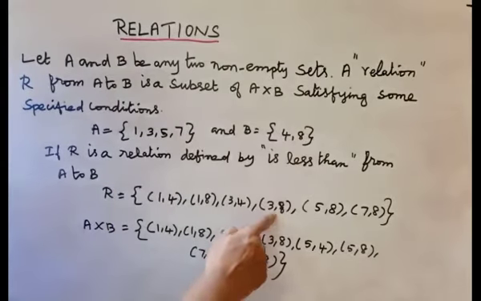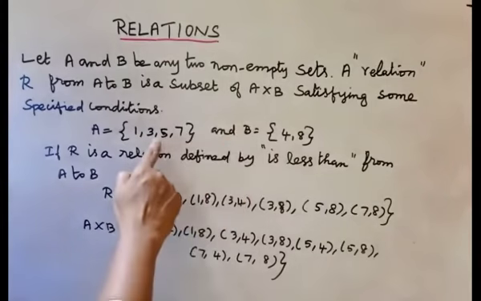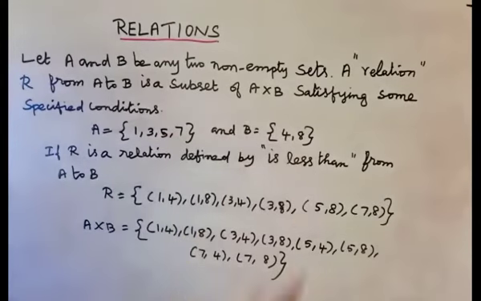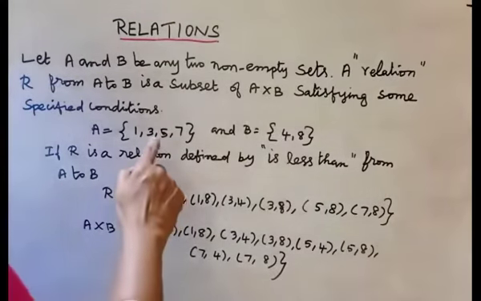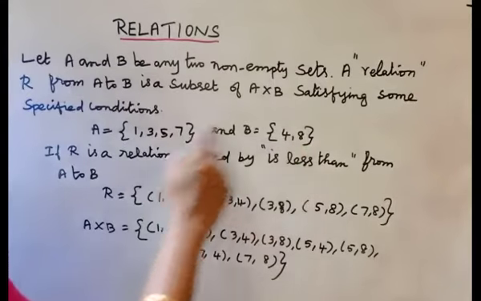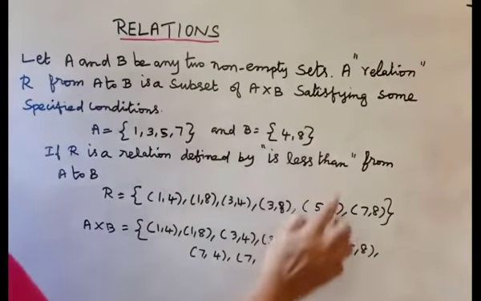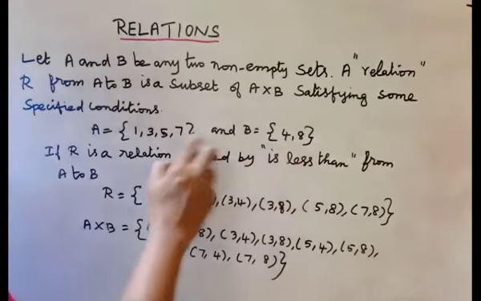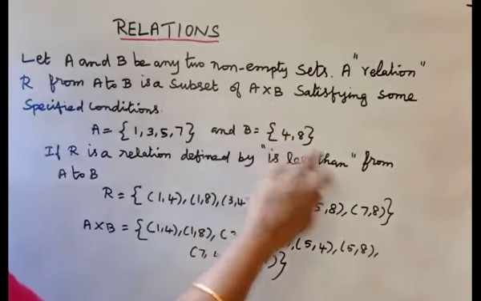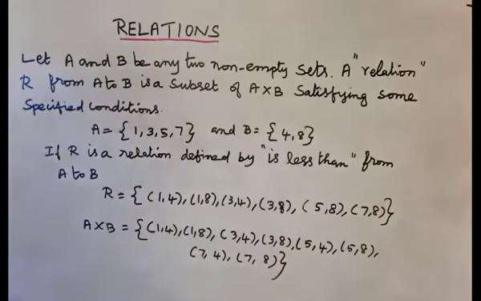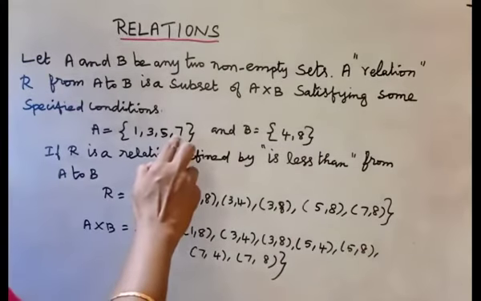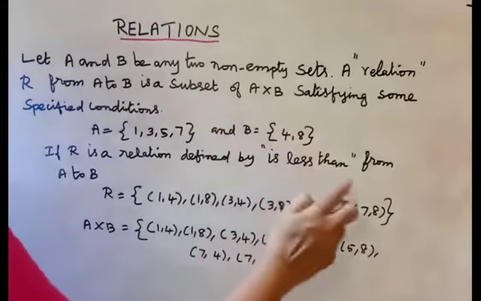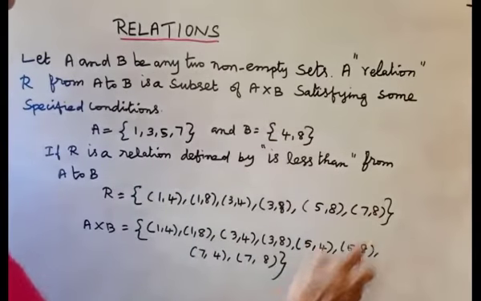Next (5, 4). 5 is greater than 4, so no need to write. (5, 8). 5 is less than 8, so you write (5, 8). Next (7, 4). 7 is greater than 4, so no need to write. Next (7, 8). 7 is less than 8, so you write (7, 8).